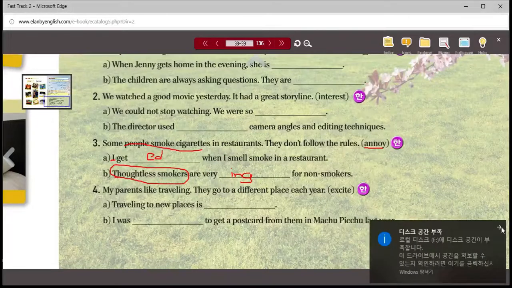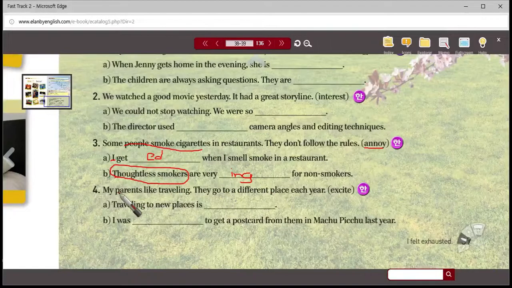Thoughtless smokers are annoying. 4, my parents like traveling. They go to a different place each year. Okay, it's like something is creating excitement. Are the parents creating excitement? Am I creating excitement? Probably I'm not creating excitement. Traveling to new places is exciting? Excited? Okay, looks like the answer is ing. Exciting.